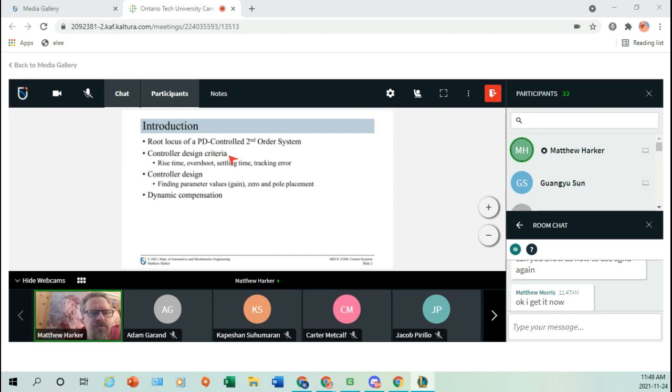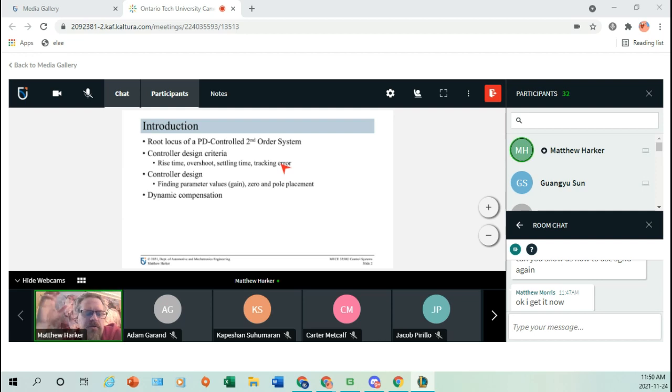Looking at controller design criteria then, of course, these things like rise time, overshoot, settling time, and tracking error are all things that we looked at before, right? So in our simple step response, in some cases, we don't want too much overshoot. We want a short rise time, so we get from A to B in an efficient amount of time. And then, of course, we don't want the system oscillating, so settling time ends up being important. And then the other one was that tracking error that we looked at with system type.